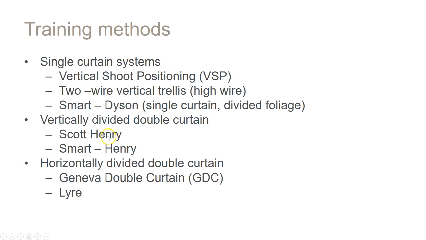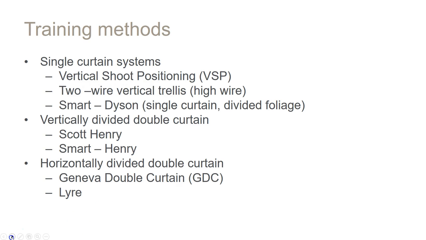So yeah, there's Scott Henry and Smart Henry, which are very close. We'll just look at Scott Henry because that's mostly what we see. And then you can also do things like horizontal divisions as well. The most common one we'll see is Lyre. Geneva double curtain is what's used. This was developed by Cornell, and that's what's used for a lot of Concord in New York. It's basically high wire, but with horizontally divided high wire, right? So you have like 4 canes or 4 cordons, and then the shoots drape down.